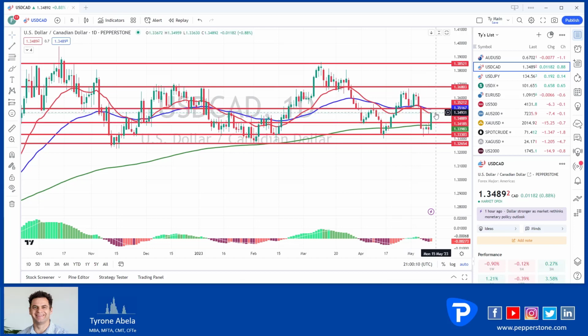Again, what we need to see now is a daily close above the 20 and the 50 moving average. If we get that, we can start to target the previous highs here at 136. But if we fail at the 20 moving average and it starts to roll over, we can start to target the 133 area again as the level for the short.